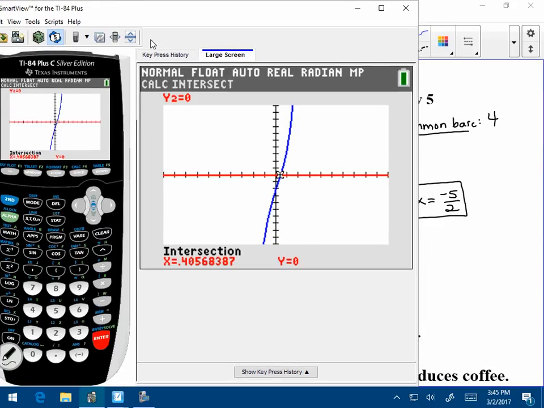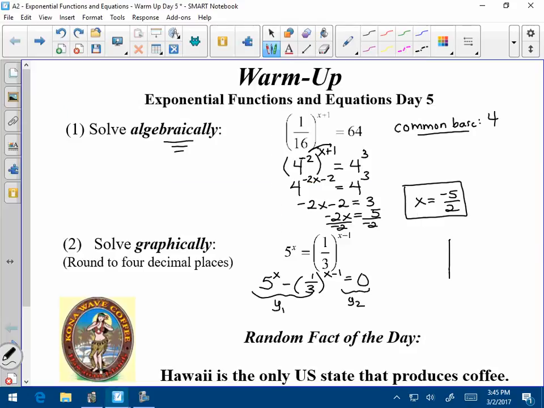So 0.4057. Remember, if you're solving something graphically, what work do I need to see? The graph. So the graph, just need a quick sketch. Looks something like this. This is the point, 0.4057, comma 0. So we get that x is about equal to 0.4057.